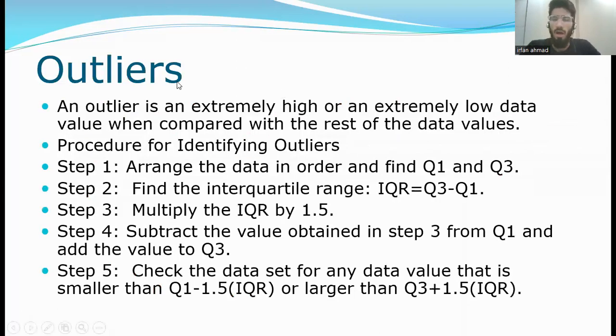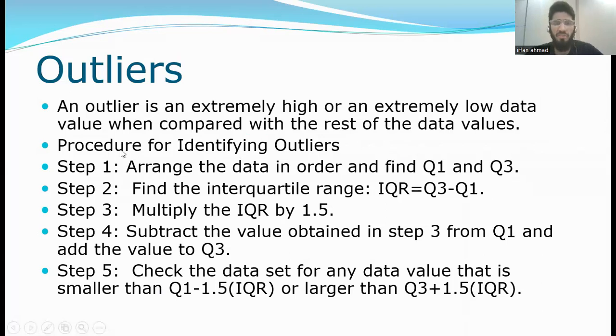Outliers are data values that are extremely large or extremely small. If most of the data is in one place, and only one value is present outside, and one is here, then these are called outliers compared to the rest of the data.